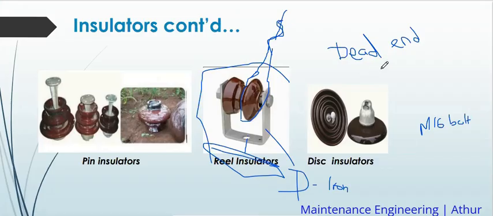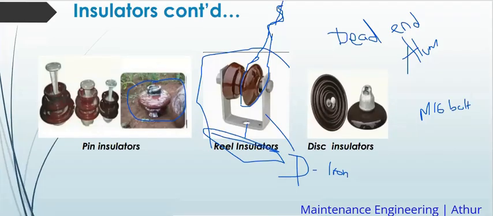And what passes on top of the other 33 kilovolt insulators are called jumper wires. They are also aluminum. So they serve the same purpose as this dead end. I showed you these pin insulators when I was drawing some time back. These are pin insulators. Then we have disc insulators, which serve the same purpose.